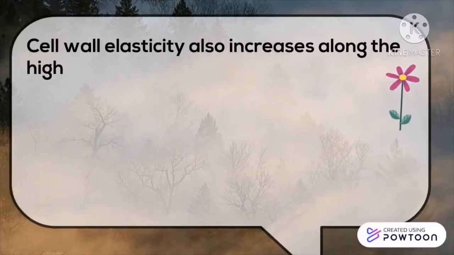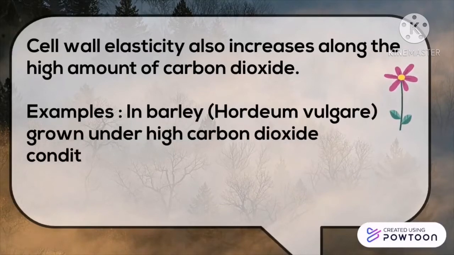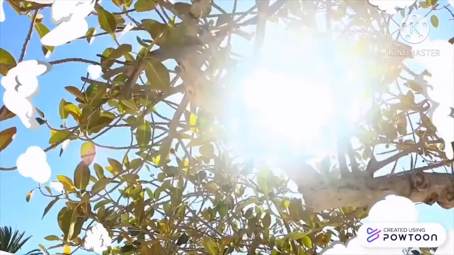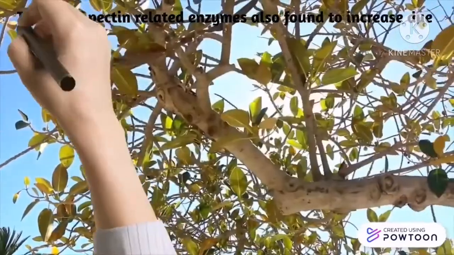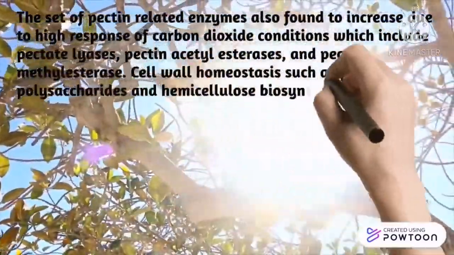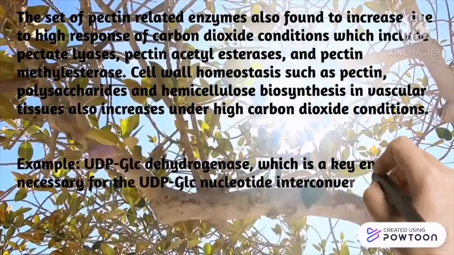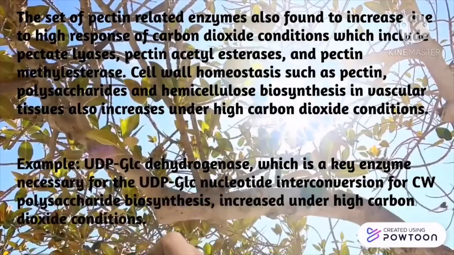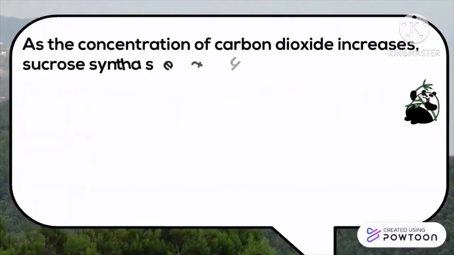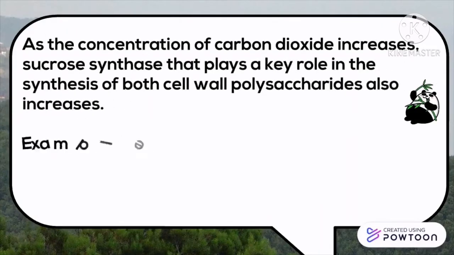Furthermore, cell wall elasticity also increases along with a high amount of carbon dioxide. It is stated that barley plant cell wall elasticity increases at high carbon dioxide level. Moving on, the pectin-related enzymes and cell wall homeostasis, such as pectin, polysaccharide, and hemicellulose biosynthesis, also increase in high carbon dioxide condition. The last one: as carbon dioxide increases, the sucrose synthase that is important in the synthesis of cell wall polysaccharides also increases.